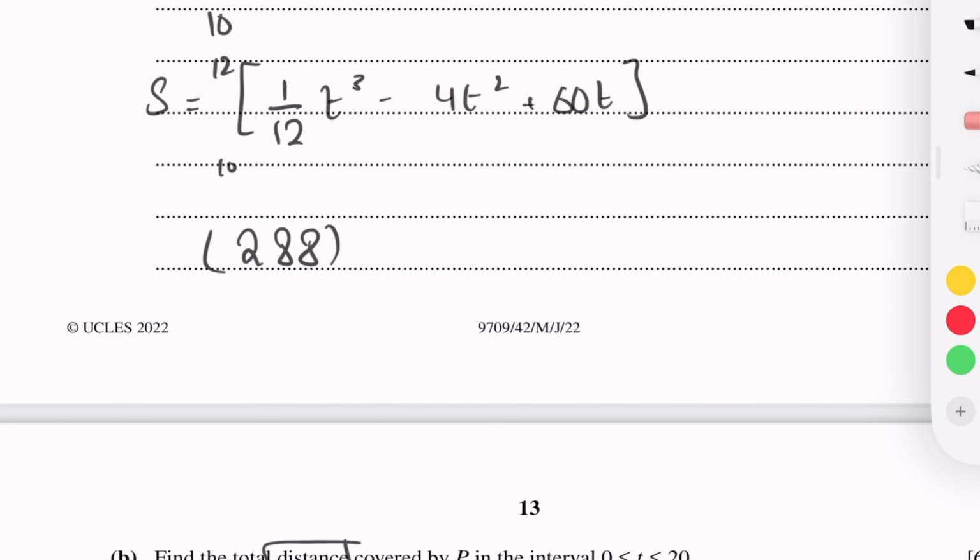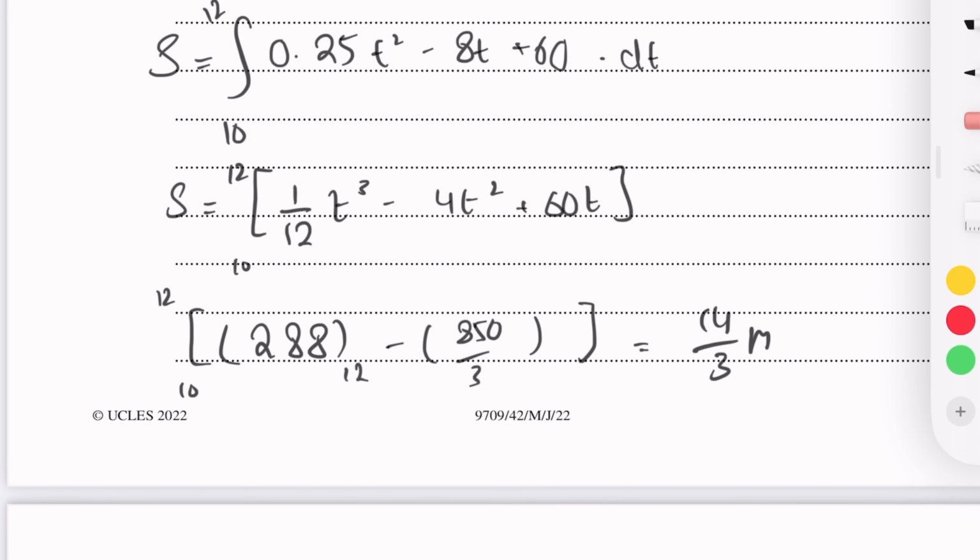So that's the first limit, minus the lower limit, between 10 and 12. Obviously, you need to show every step of substitution because that gives you marks, but here I'm doing a quick calculation. Minus 4 times 10 squared plus 60 times 10, and that's going to be 850 over 3, which is about 283. And so 288 minus that is going to be 14 over 3 meters. Initially we covered 25 meters, then we continued in the same straight line but with different acceleration, 14 over 3 meters, and then we turned around.